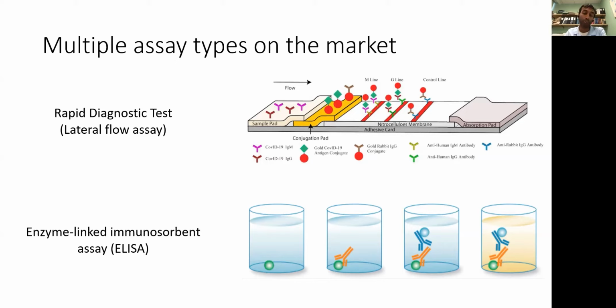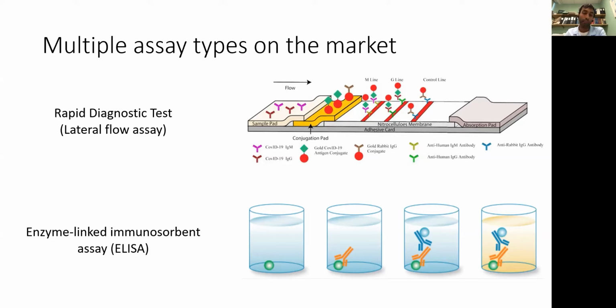And if present, they'll bind and be carried forward to either the M line, where IgM antibodies to humans are located, or the G line, where anti-human IgG antibodies are located. And then the last line is just a control line to make sure that the reaction proceeded as expected.